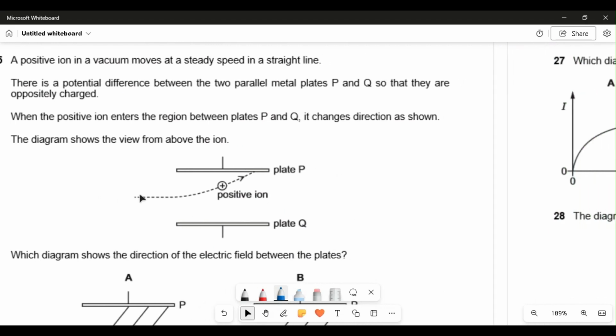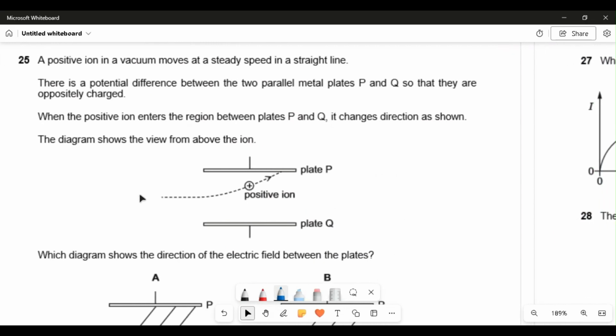A positive ion in a vacuum moves at steady speed in a straight line. As you can see, this was the straight line in which it was moving. Then a potential difference is applied across parallel plates P and Q so that they are oppositely charged. One of them is positive, another one is negative. When the positive ion enters the region between plates P and Q, it changes direction as shown. It moves to plate P.